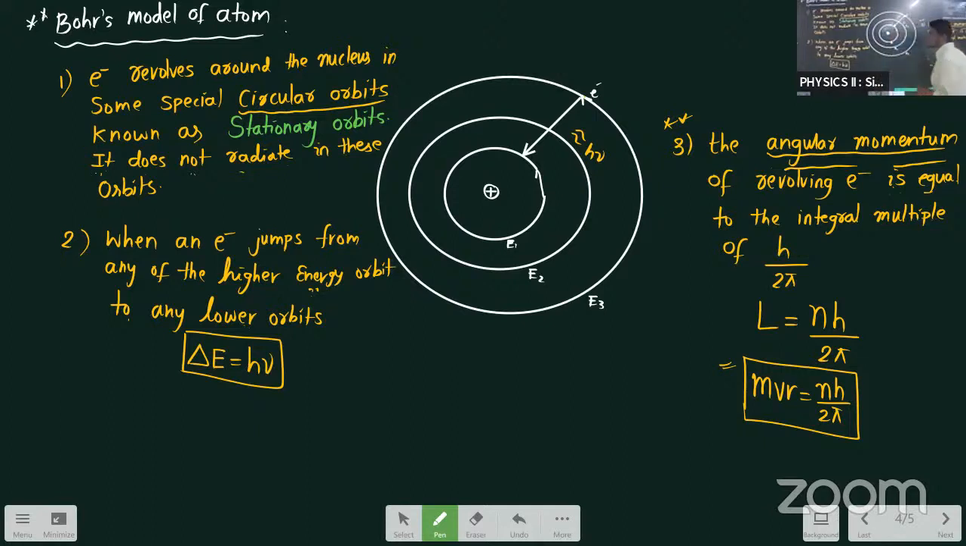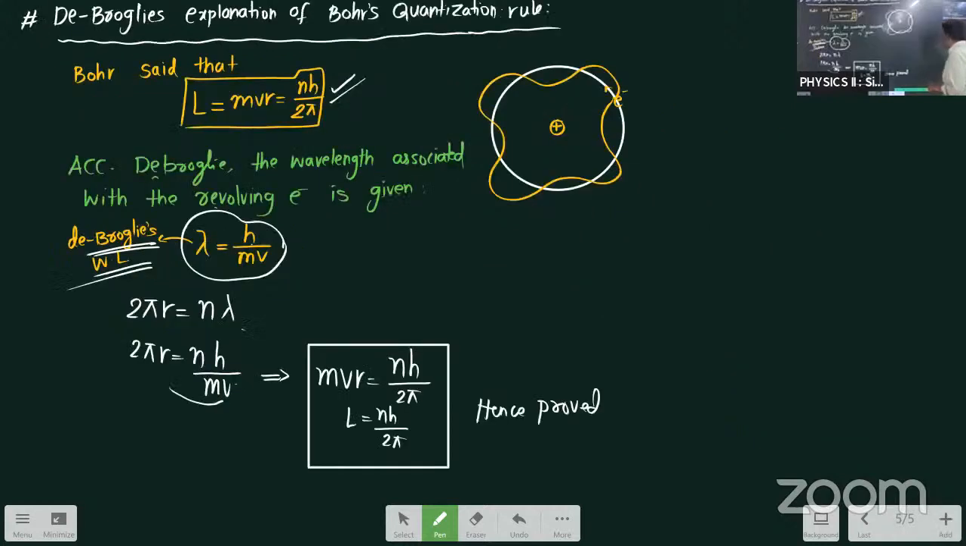Then we discussed the postulates of Bohr's model of atom. When Bohr was asked to explain the third postulate, he was not able to give any explanation. And this third postulate, the postulate of quantization rule, was explained by whom? It was explained by de Broglie. I hope you understood the concept.